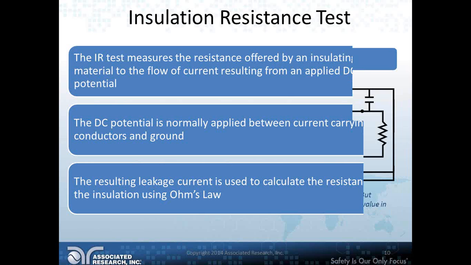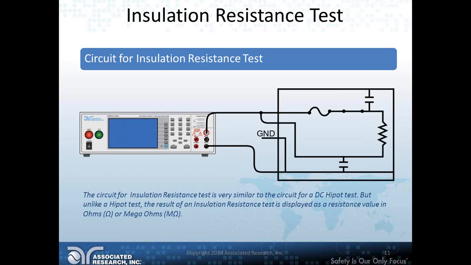In this picture, you can see that the high voltage is applied by shorting the mains conductors of our device under test, that is on the right side. And very similar to the Hipot test, the resulting leakage is measured through a return cable that's connected either on the chassis of the product or the ground connection of the product. And then that leakage current value is used to calculate the resistance that was offered by the product's insulation.